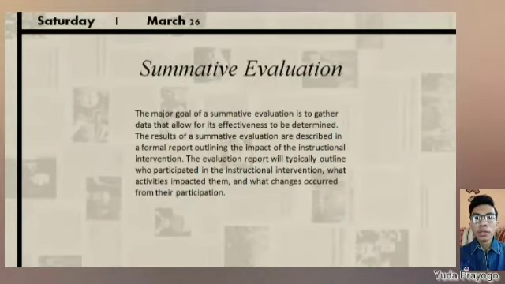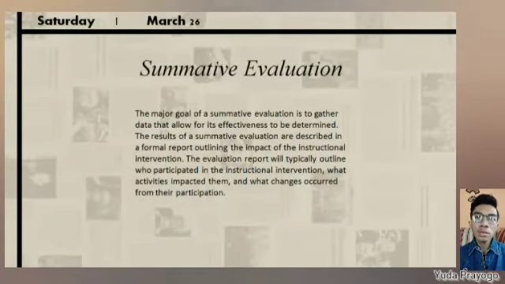Summative evaluation. As part of the instructional design process, summative evaluation takes place after an instructional intervention has been implemented. The major goal of summative evaluation is to gather data that allow for its effectiveness to be determined. Did the instruction bring about the desired change? Were the goals of the client met? These are two major questions that summative evaluation helps to answer.